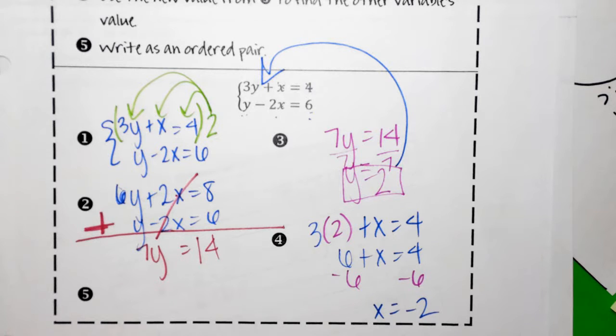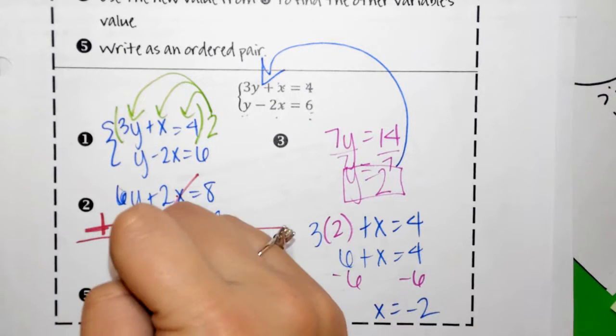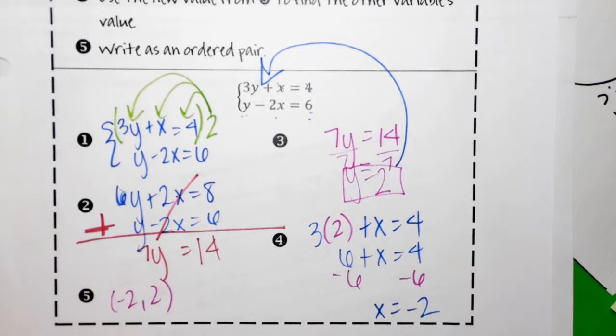Good. Both of you take a point because I heard you say it. Negative 2, 2. Boom, that's it. I know. I love elimination. You just kill them. Killing all the letters.